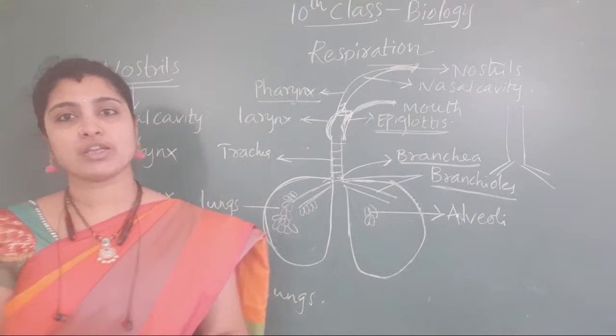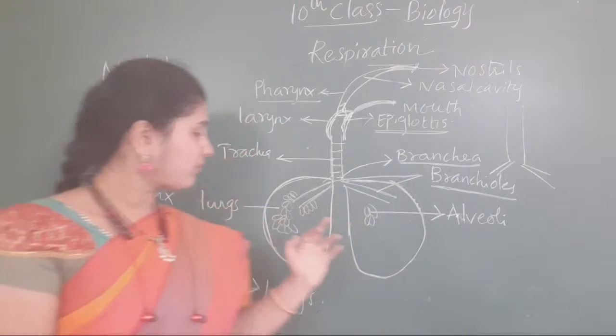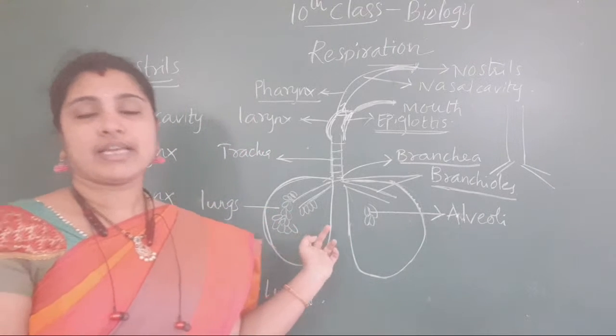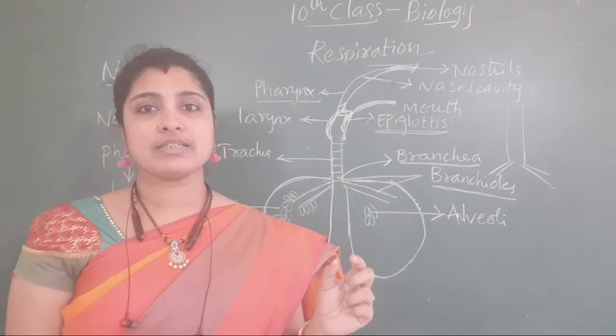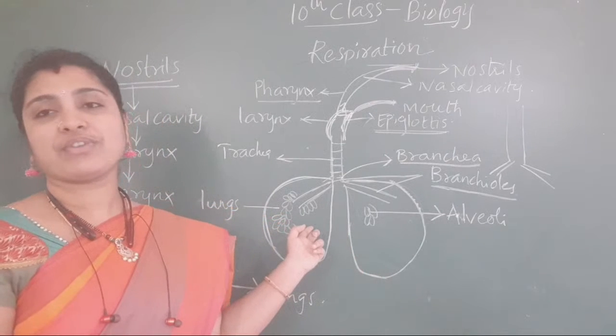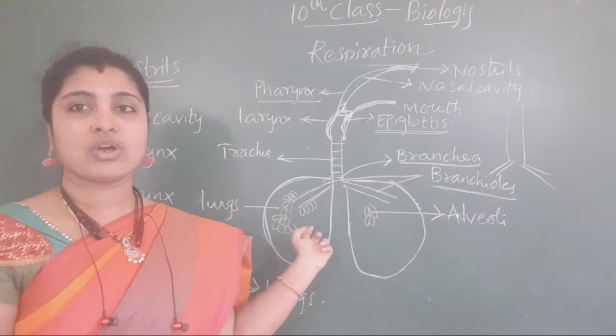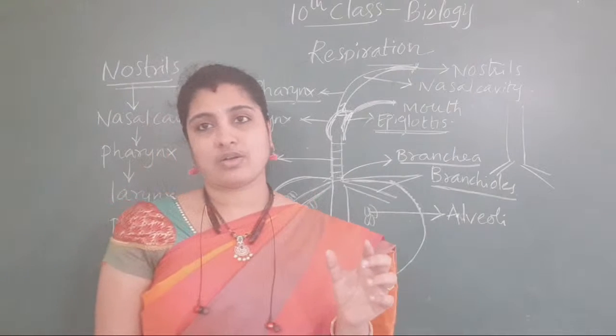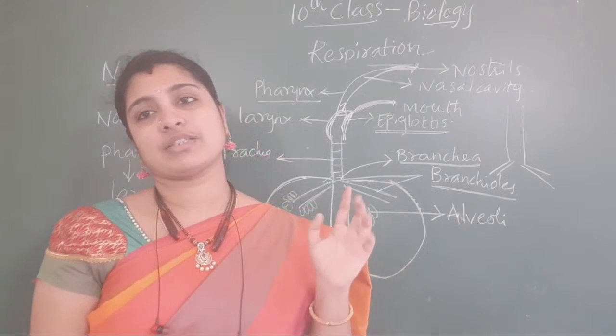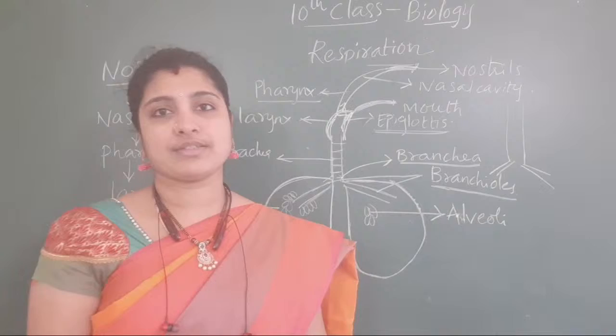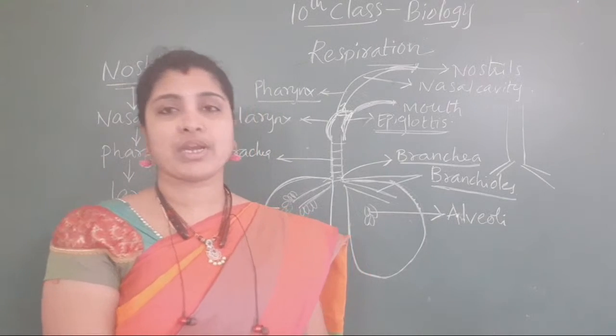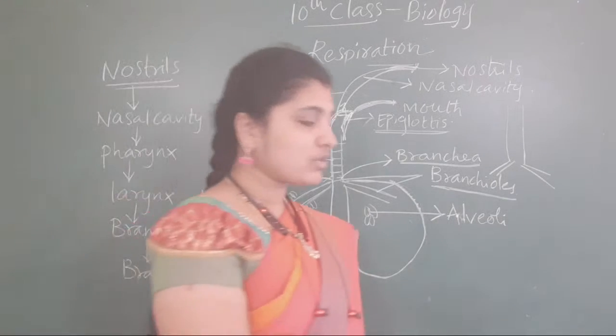Okay, bronchus and bronchioles. In the lungs, each and every unit of the lung is divided into alveoli. Alveoli is the basic cell of the lungs where cellular respiration takes place. This is about today's topic, respiration. Okay, if you have any doubts, you can ask me.